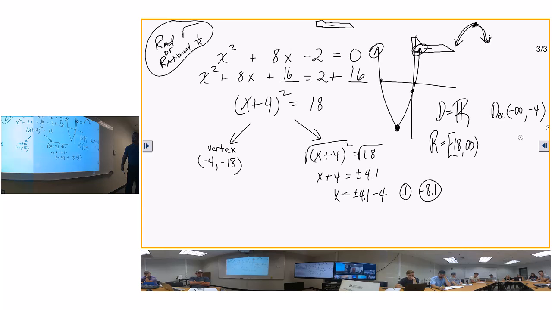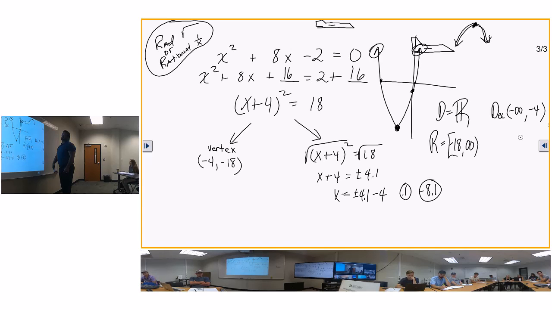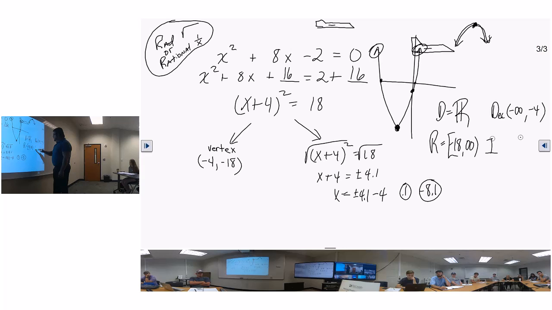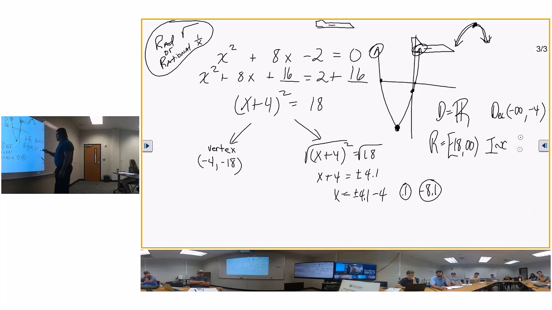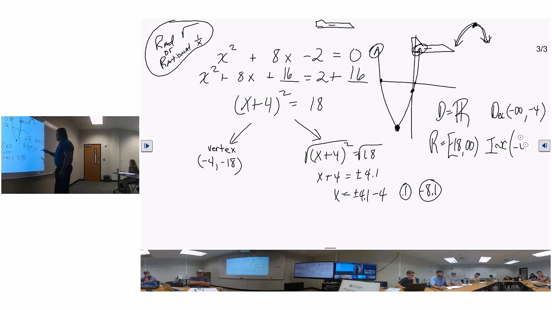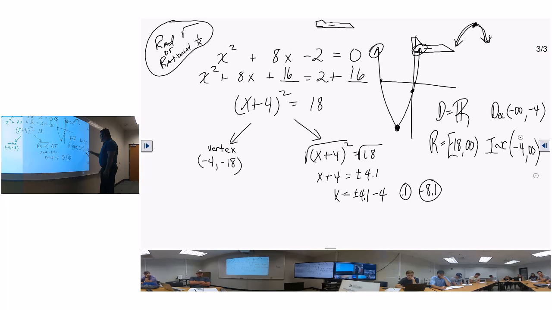So that's why -4 gets a parenthesis. Some instructors will disagree with you and put a bracket. I'm just going to tell you that I follow the goat. All right? Increasing. People go, what's a goat? Shut up. -4, comma, positive infinity.